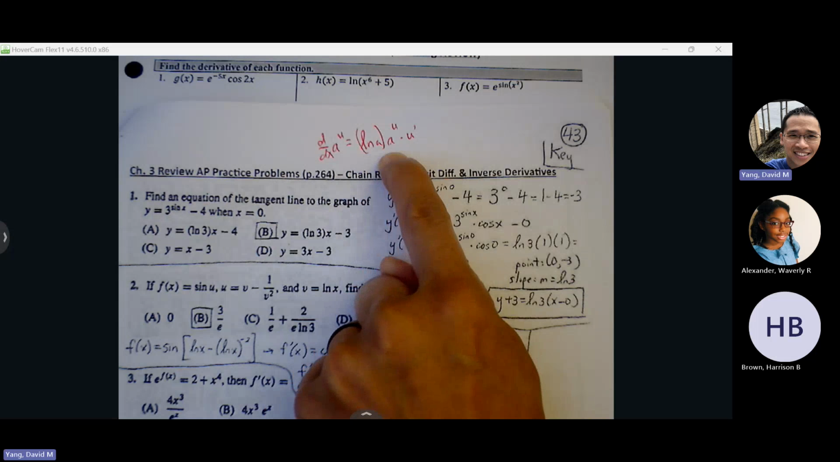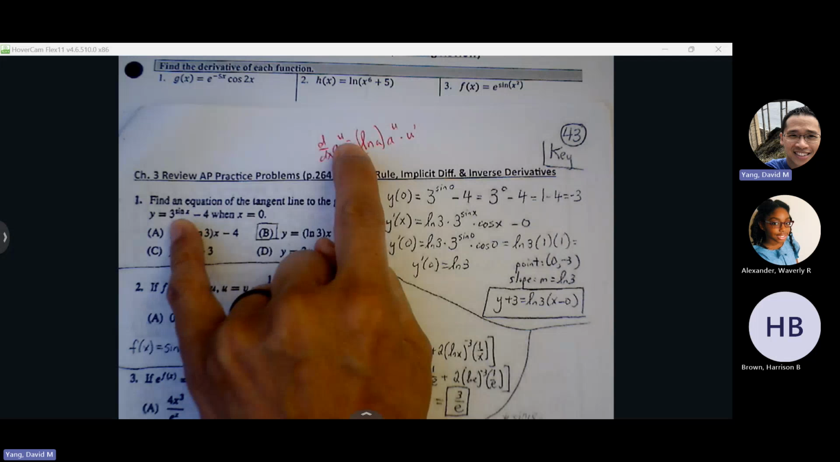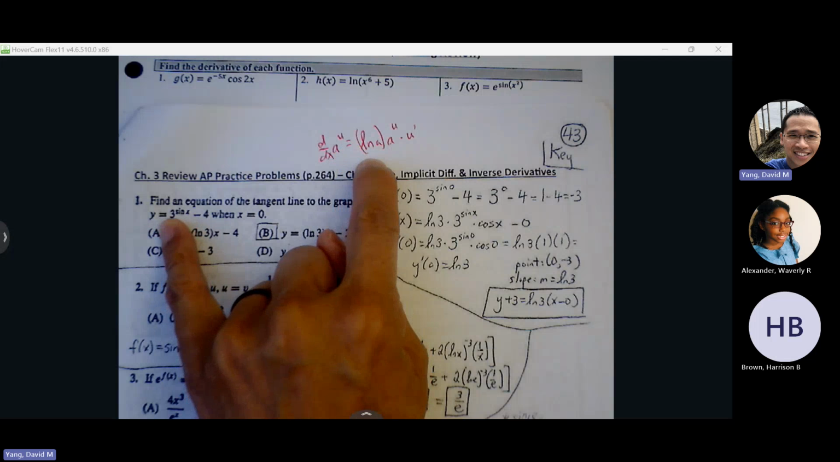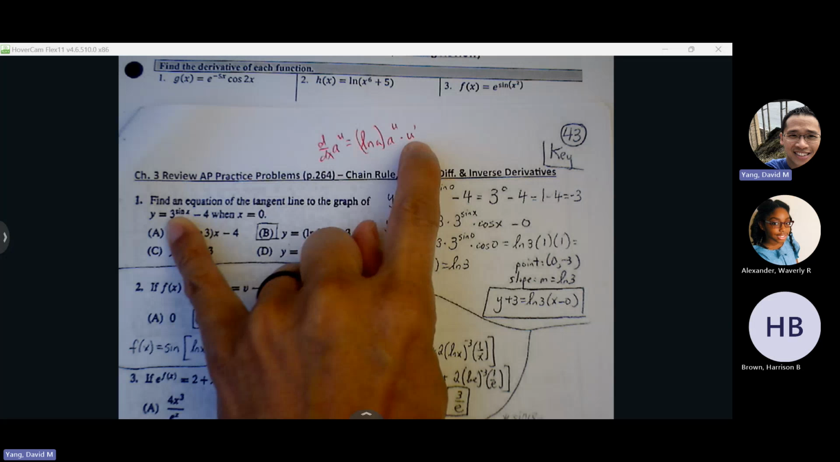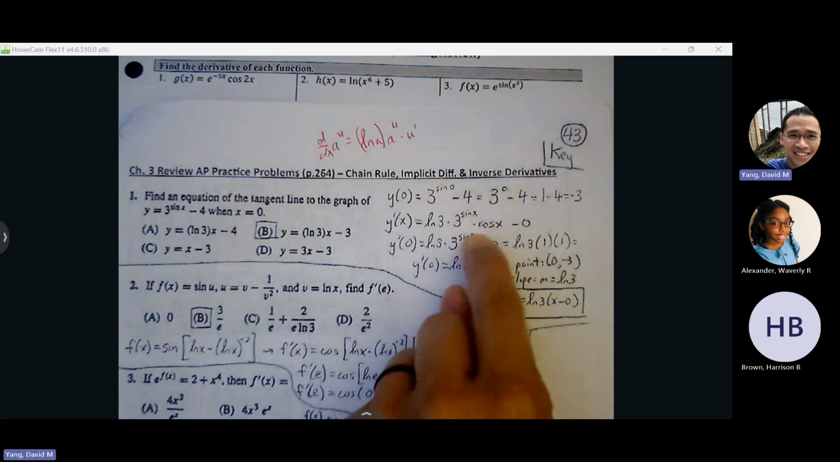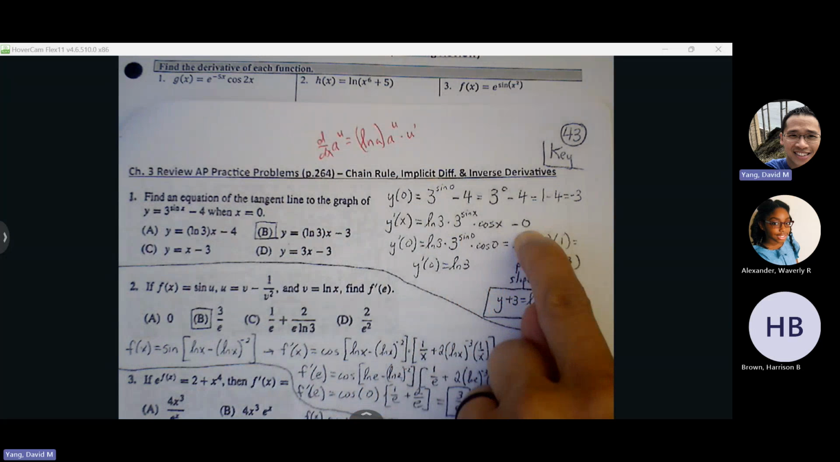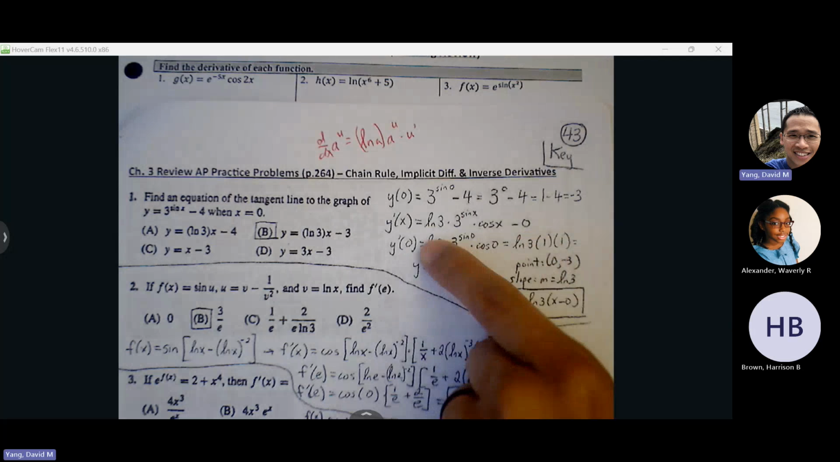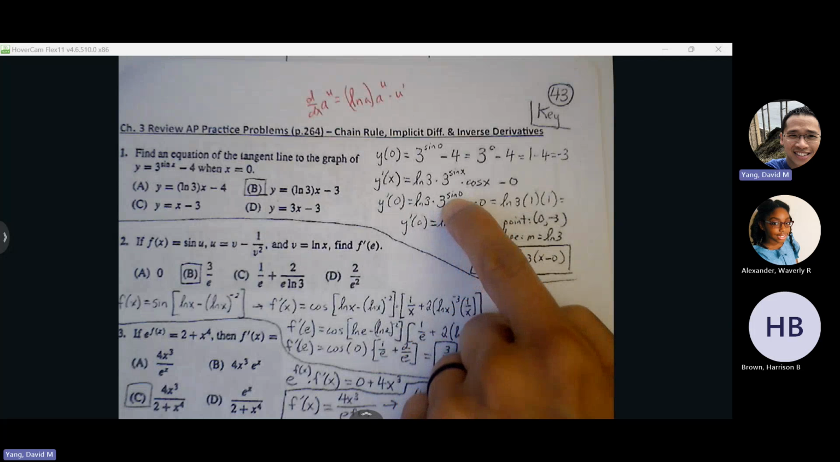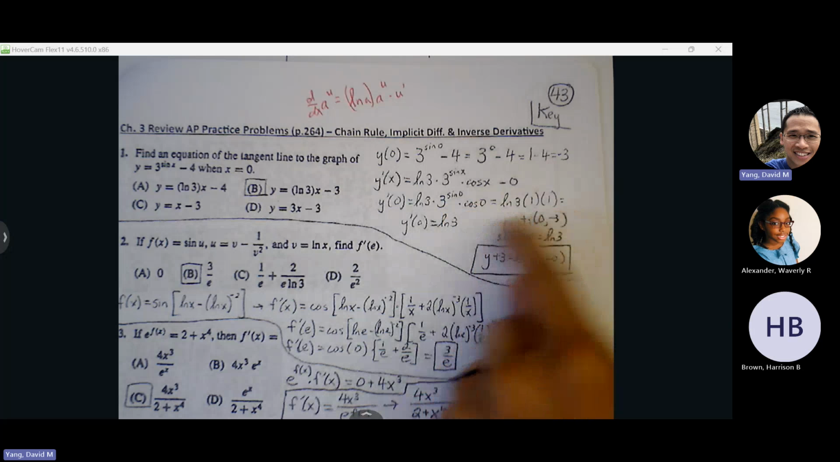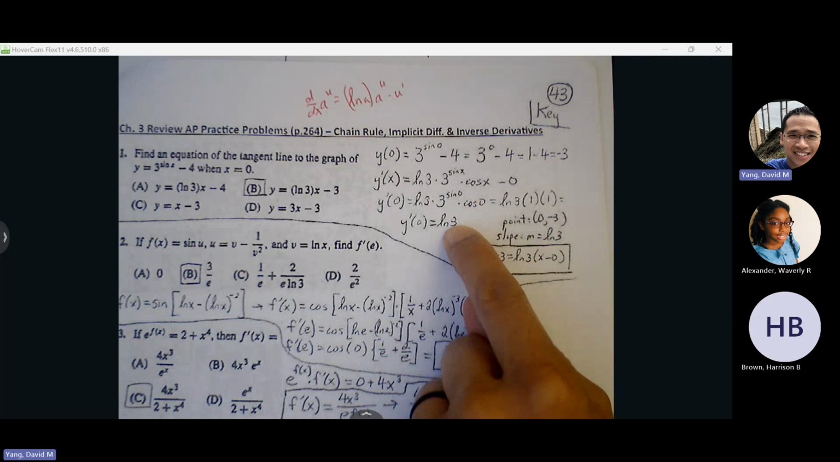My a is 3. My u is sine of x. So it's natural log of 3 times 3 to the sine of x times the exponent's derivative. So sine becomes cosine. And then minus 0. Plug 0 in for the derivative. That's going to clean up to be natural log of 3 times 3 to the 0, which is 1, times cosine of 0, which is 1. And that gives me a slope of natural log of 3.